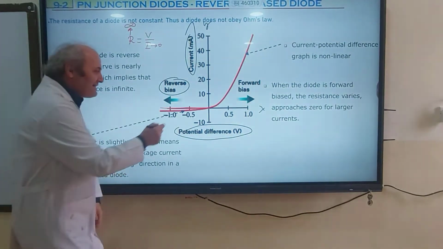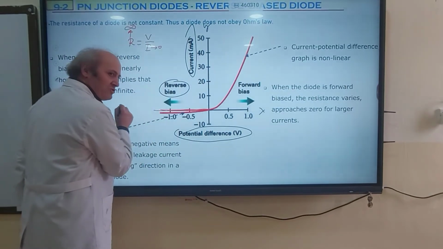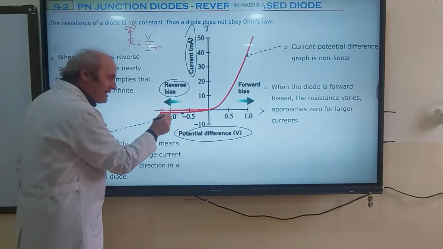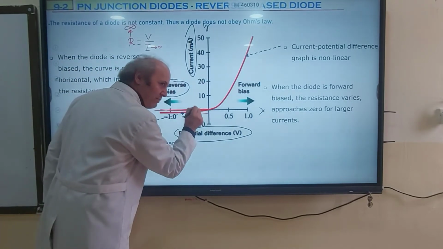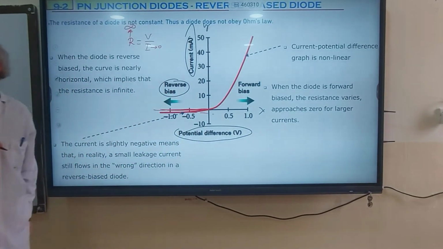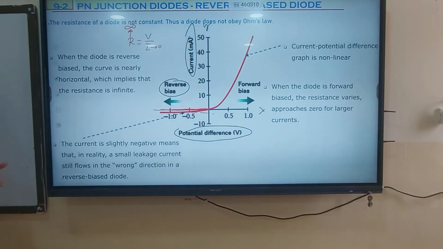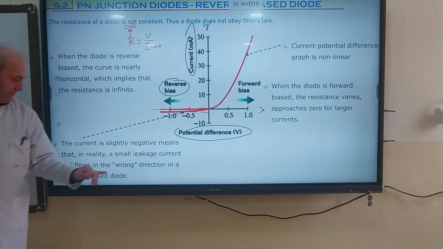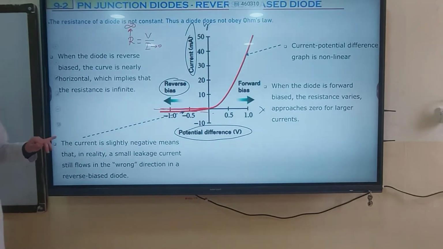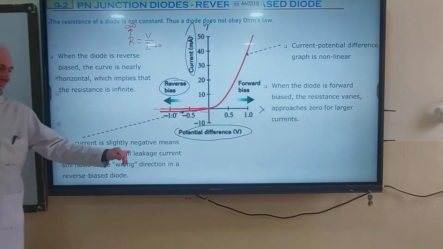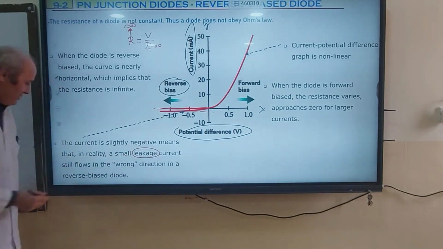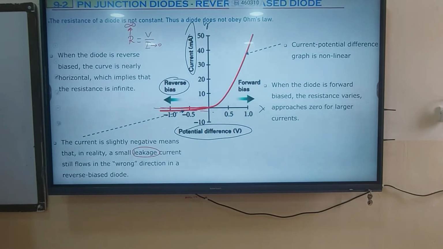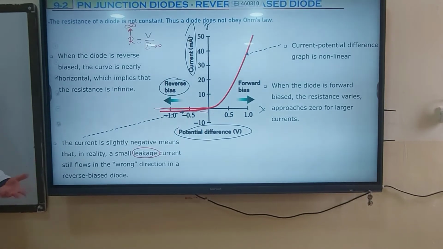But it's not just a complete straight line. It's not just on the x-axis. It's a little down. So a very small negative current exists. But what is this negative current? Where does it come from? The current being slightly negative means that in reality, a small leakage current still flows in the wrong direction of the reverse biased diode.